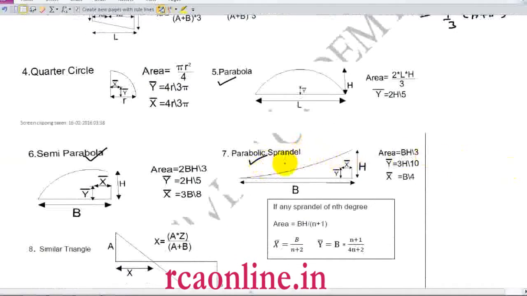Similarly for parabolic spindle. What is a parabolic spindle? If you don't go into mathematical part, I will tell you it in a very simple way, that the inclination of the tangent is increasing continuously. So if you see here, the tangent slope is 0, but here the tangent slope is more than 0. Okay, it is increasing. That is what I mean to say. So that type of the curve is known as parabolic spindle.